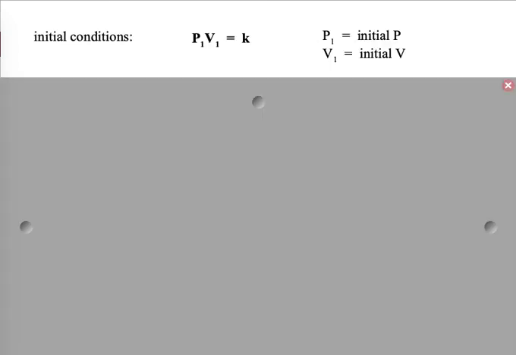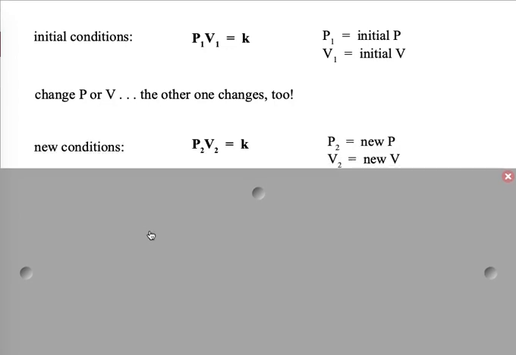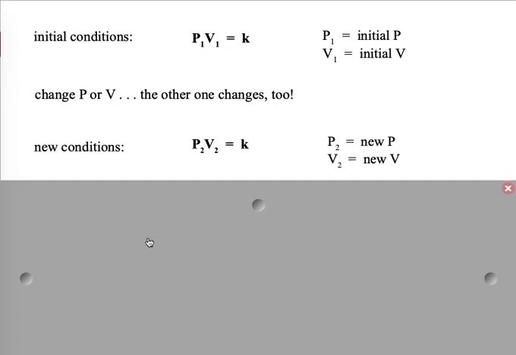Now, let's consider a situation where we have a sample of gas under some initial conditions where P1 is the initial pressure and V1 is the initial volume. If we change either the pressure or the volume, the other one changes too, and now we have a new pressure and a new volume, which I'll call P2 and V2.